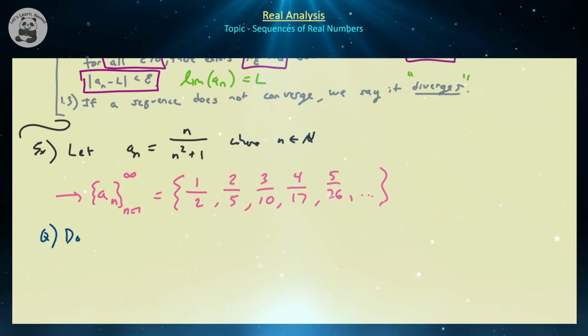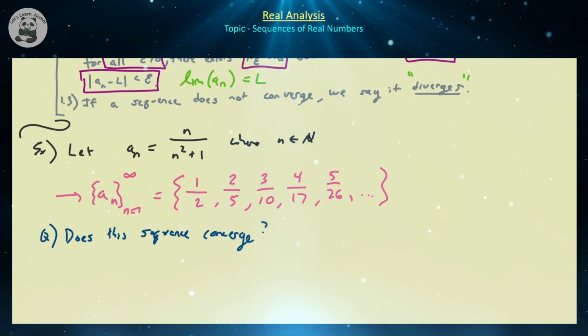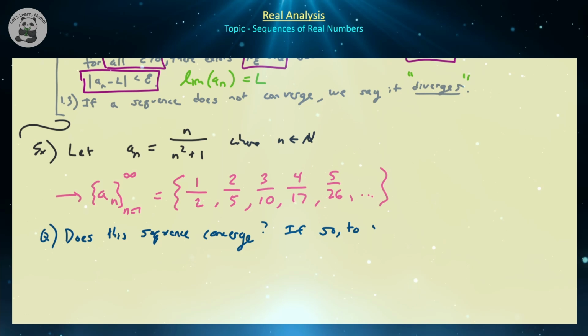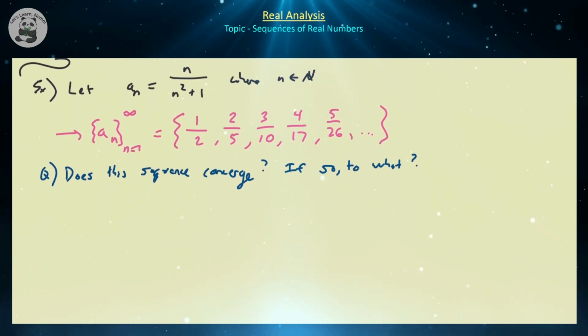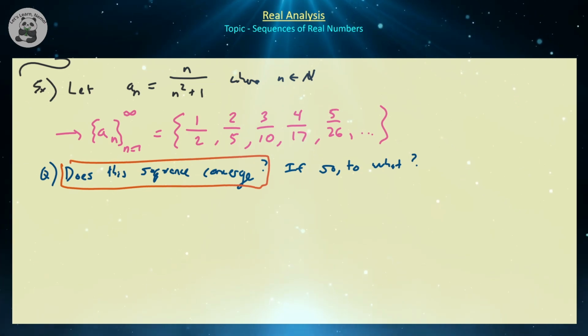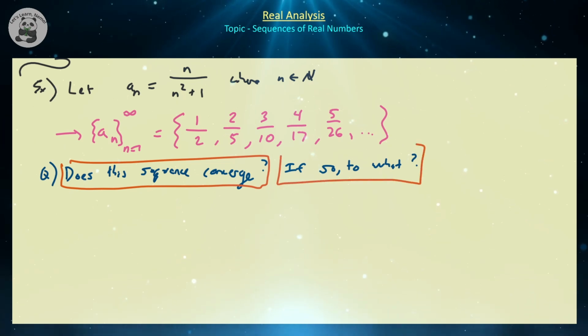So the first question is, does this sequence converge? And if so, to what? And this is going to be a common question, especially when we start getting into sequences of functions and infinite series later on. Usually answering the question, does this sequence converge, is a lot easier to justify, prove, or disprove compared to, if the sequence actually does converge, what exactly does it converge to?